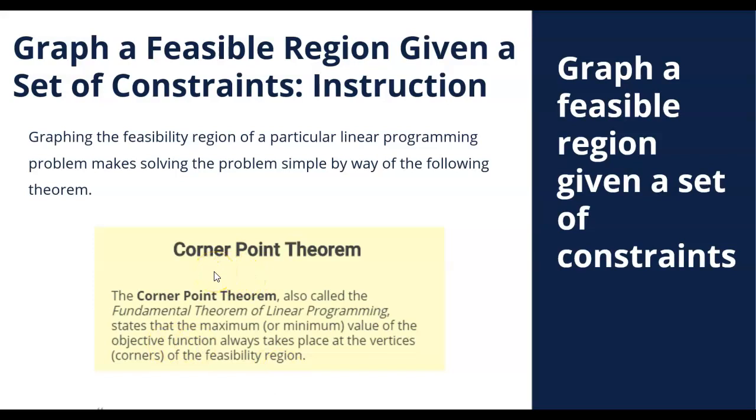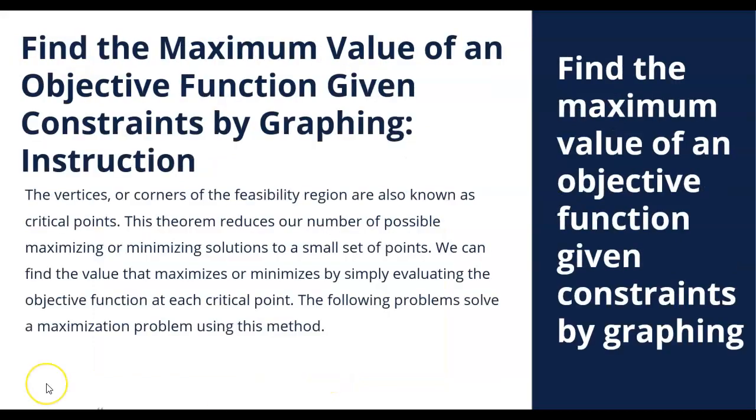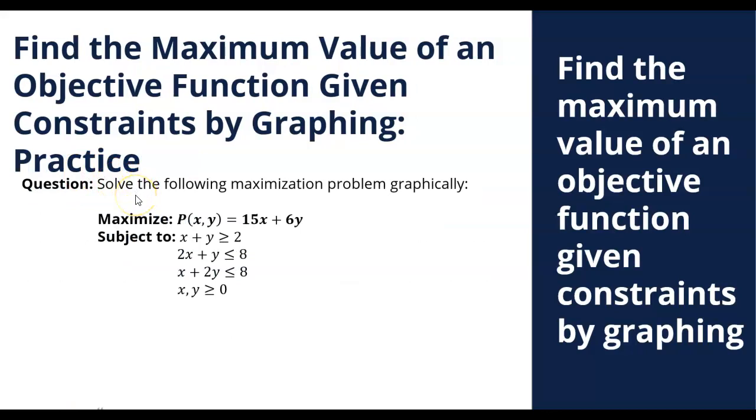Now, this theorem reduces the number of possible maximizing or minimizing solutions to a small set of points. We can just find the value that maximizes or minimizes by simply evaluating the objective function at each of the critical points. For instance, let us solve the following maximization problem graphically.